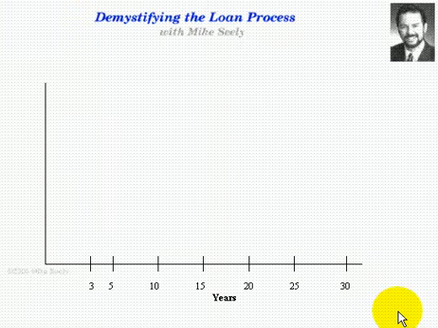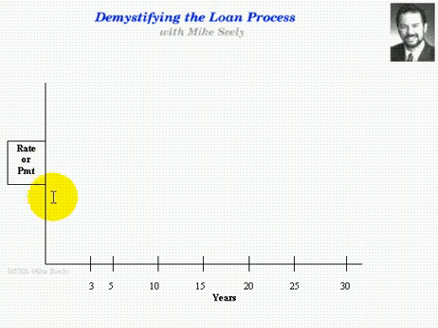Now, if you look on the bottom down here, you'll see we have a graph that's marked in 3, 5, 10, 15, 20, 25, 30 years. This is time on the bottom. On the left side here, we have dollars or rate or payment. What is it going to cost us for that? So let's take a look here.